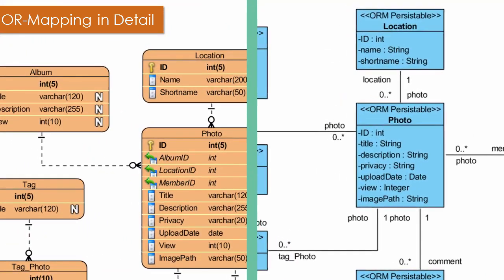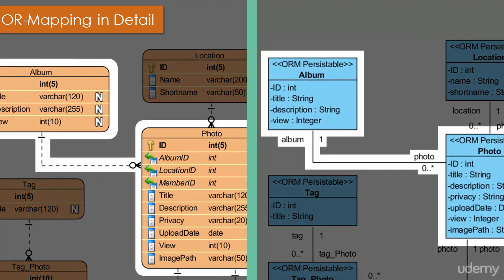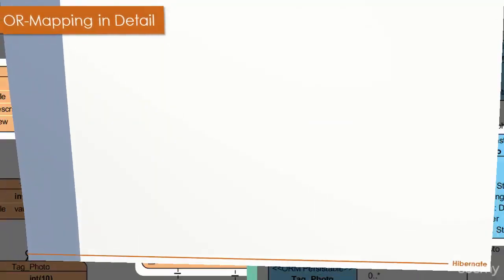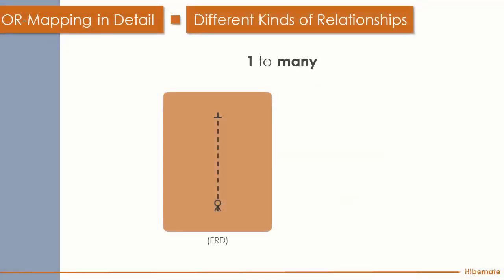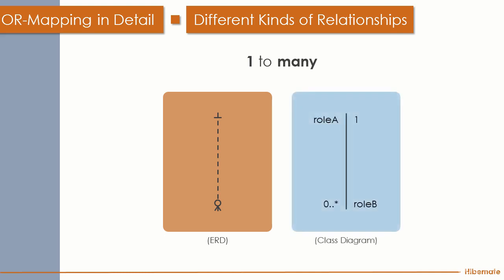We move to the relationship now. In the ERD, we have the relationship. When generated to the class diagram, we will have the association to correspond to the relationship. The foreign key relationship in the ERD has different relationship types. First, you have a one-to-many. Then when you generate to the class diagram, you will have a one-to-zero-to-many association. If you have a one-to-one relationship, it's straightforward. In the class diagram, that will be a one-to-one association.